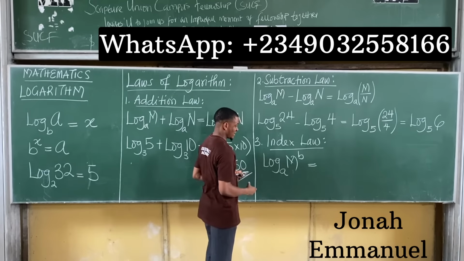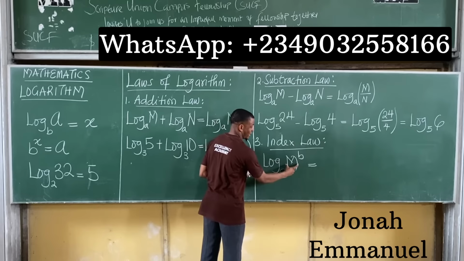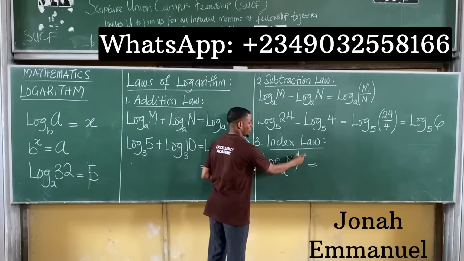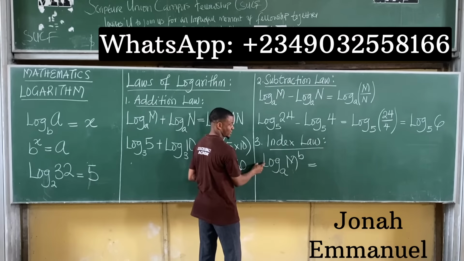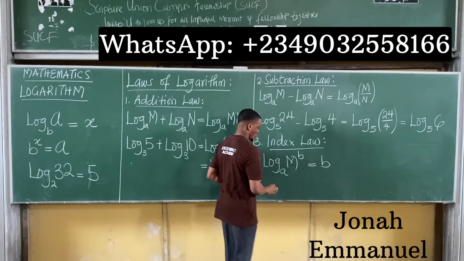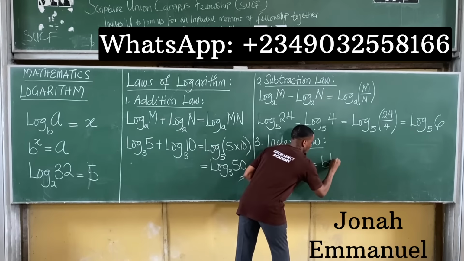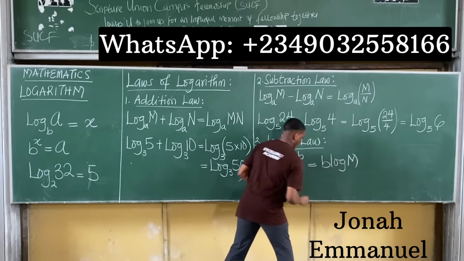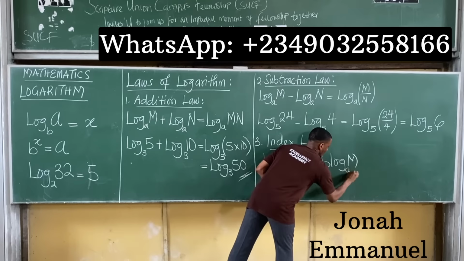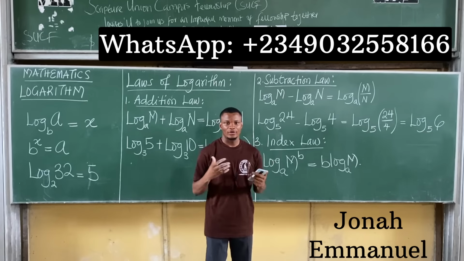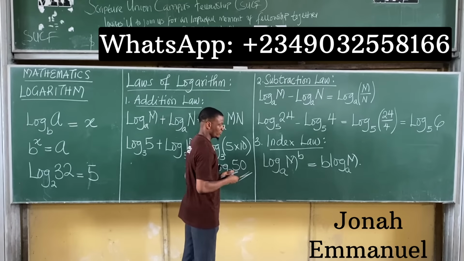So what happens is this: if I take the log of any term raised to an index, the index comes down to this point. So that means b comes down here, and I'm having b into log m base a. So this is the simple concept of the index law of logarithm. We'll take an example for this.